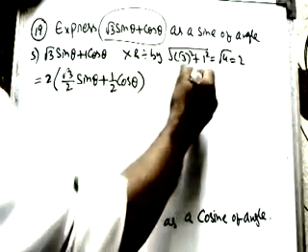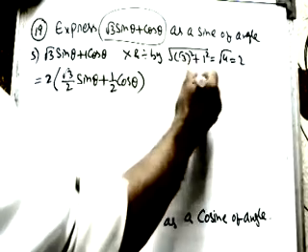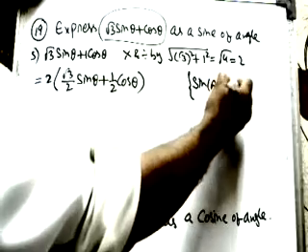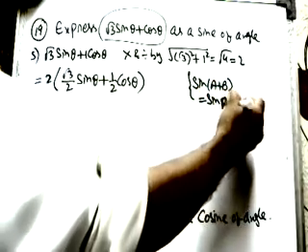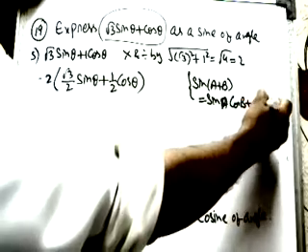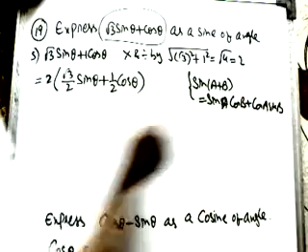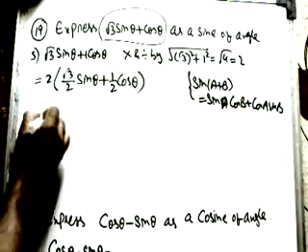Okay. So next step, watch carefully. We have to express in terms of sine now. So what is the formula of sine a plus b? Sine a plus b is sine a cos b plus cos a sine b. So we have to change like this.